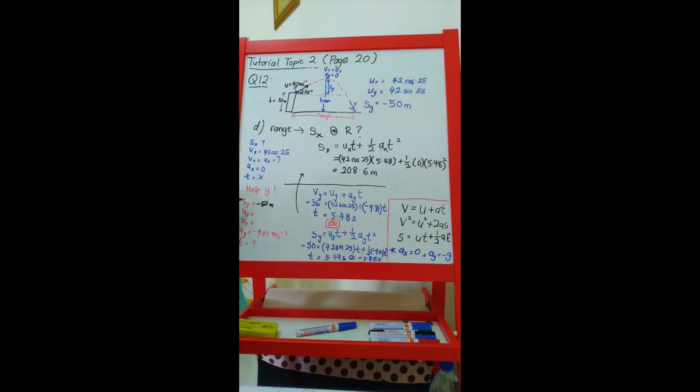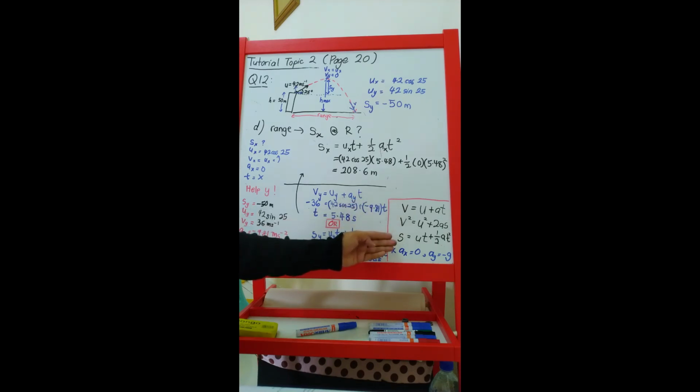Okay, got it? So Uy here is 42 sin 25. Vy is here, which we get from the previous question, which is 36 meters per second. Ay is also always negative 9.81, and time. We need time here, therefore we're going to use y in order to find time.